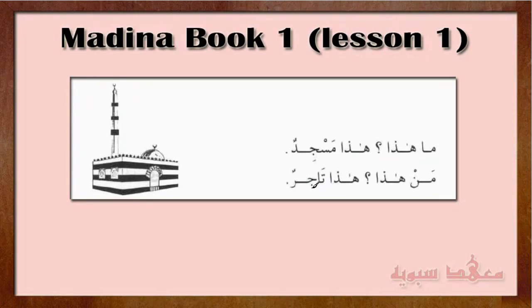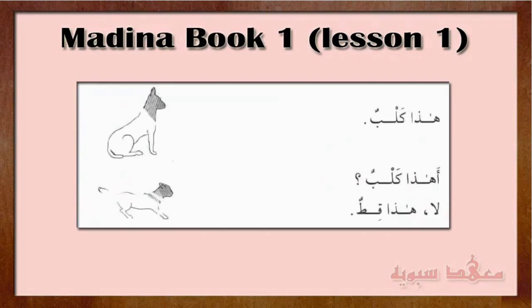Somebody who buys and sells. And the act of buying and selling is called tijara. And we get the verb tajara, to trade. And this is the ism fa'il of that. One who trades. Okay, next is هذا كلب.